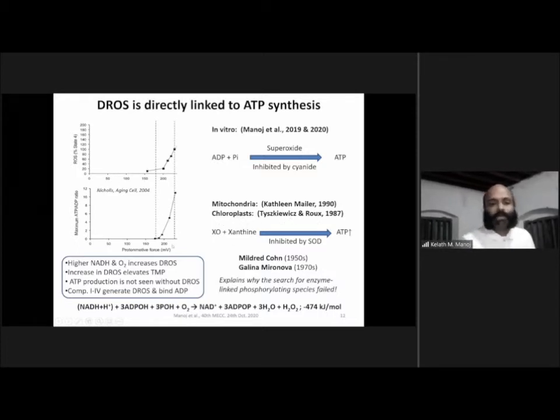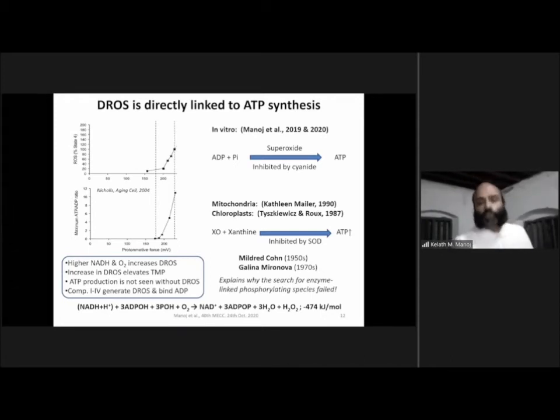So basically, ROS is directly linked to ATP synthesis, and our bimolecular reaction scheme can easily explain why there is a high efficiency. Why does the cellular system go through this kind of a modality? Because this system is highly facile, very quick, and this also explains why the search for the enzyme-linked phosphorylation species failed. If you are following the literature on this subject, Paul Boyer proposed phosphohistidine in Science when the enzyme-linked species was in vogue. But that could not be isolated. That's because the ROS is diffusible.